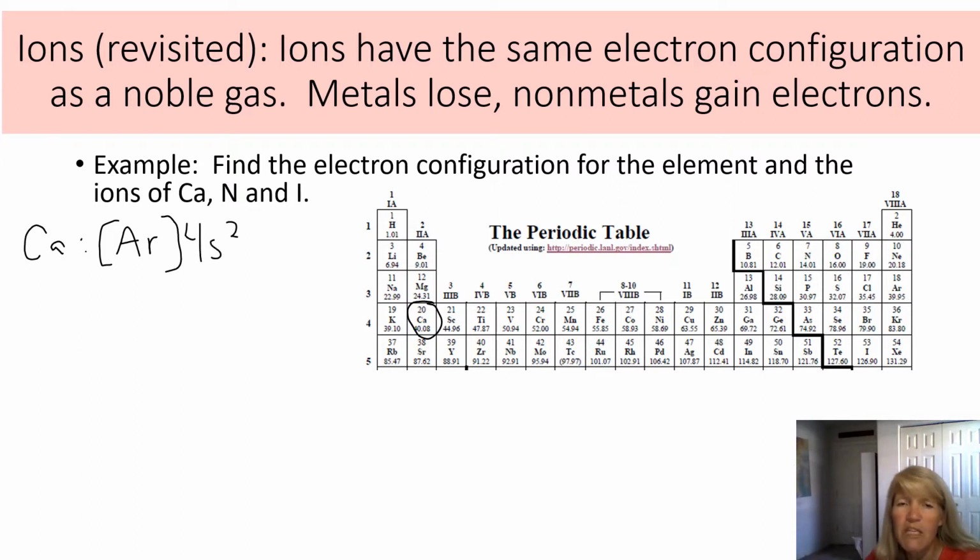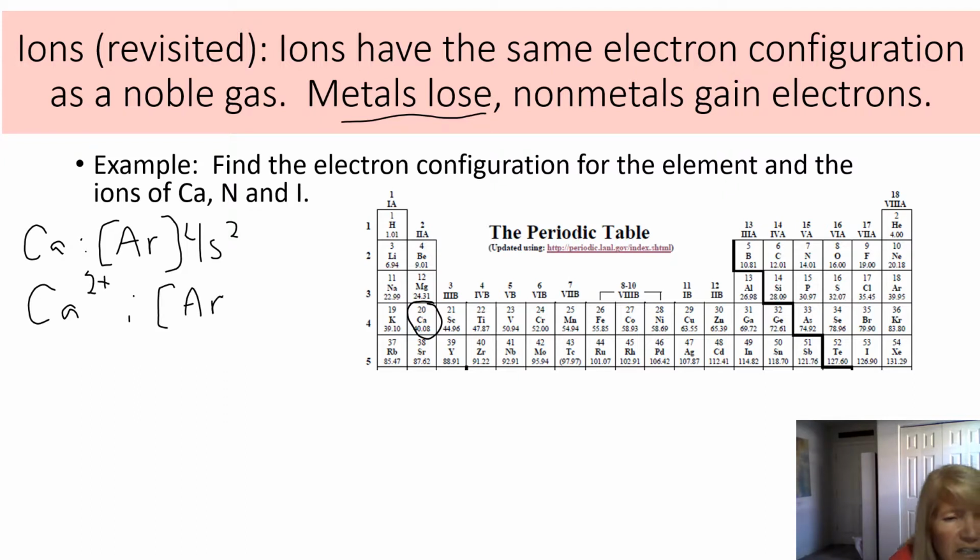Well, if calcium becomes an ion, it's going to want to look like a noble gas. And since it's a metal, metals lose electrons. So how many is it going to lose? Well, 2 is the number, so it can look like argon. So calcium is going to become a +2 ion, and that electron configuration is going to be the configuration of argon.